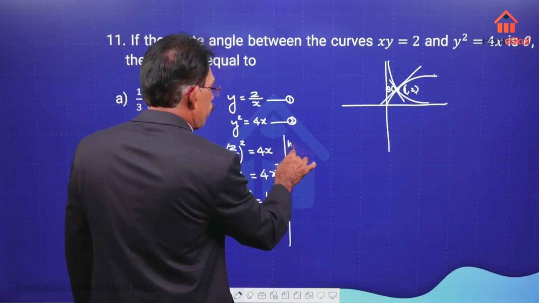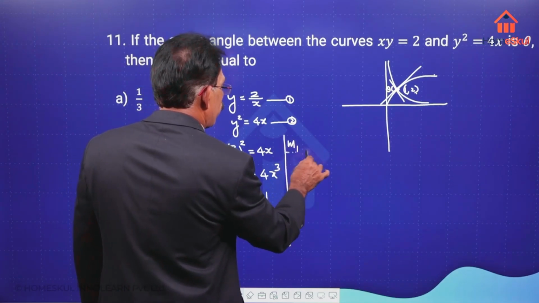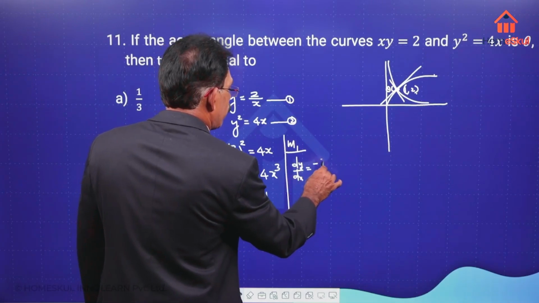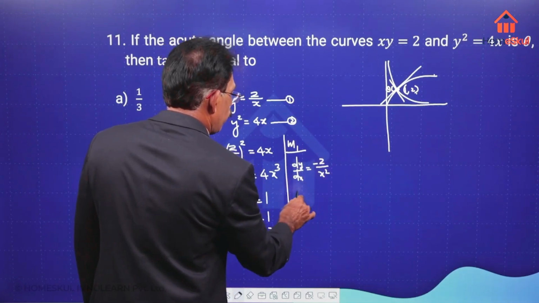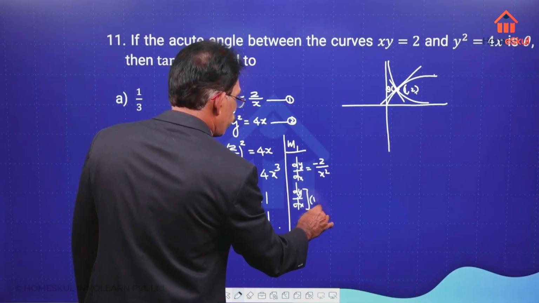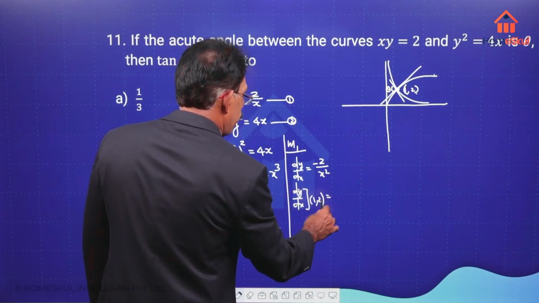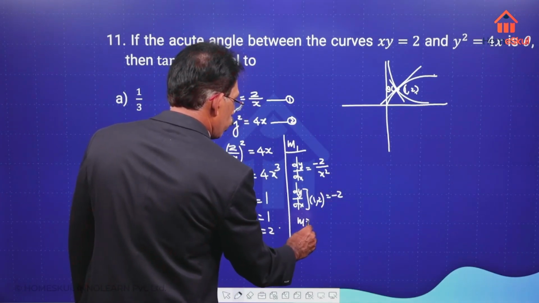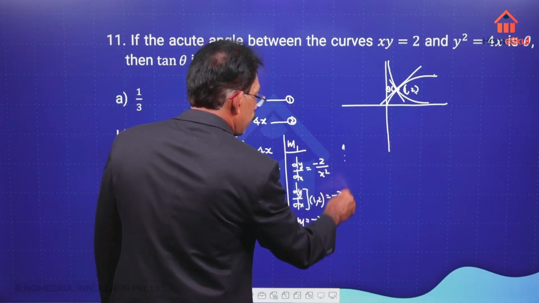m1 is the slope of the first curve. Then dy by dx is equal to minus 2 by x square. Then dy by dx at that point, at which point? 1, 2. That is equal to what? Minus 2 by 1, minus 2. So m1 is equal to minus 2. And m2.